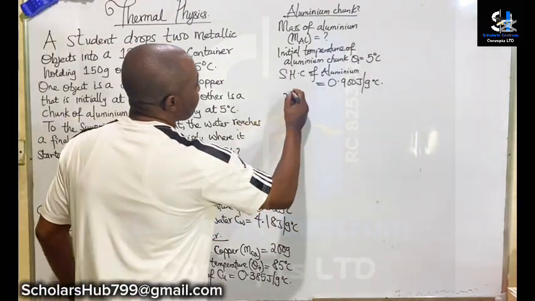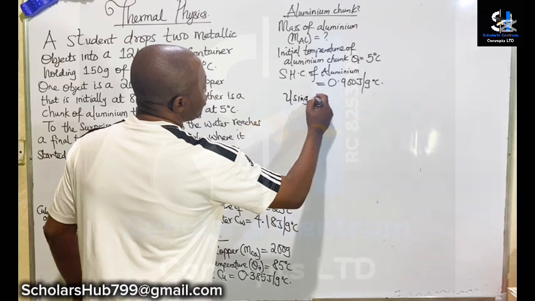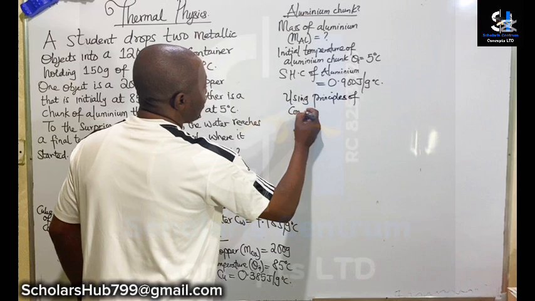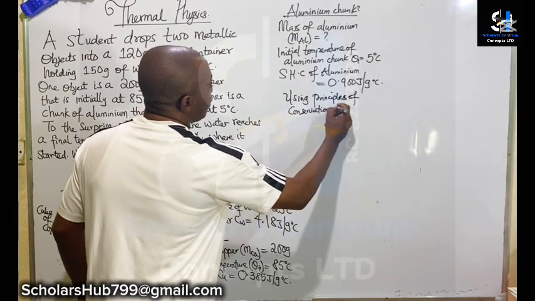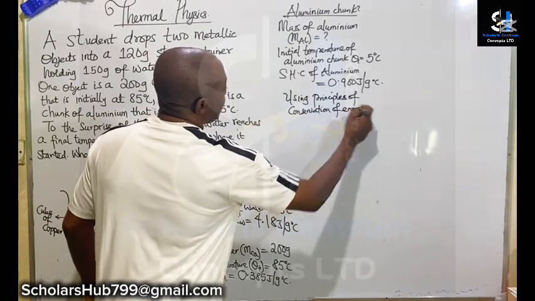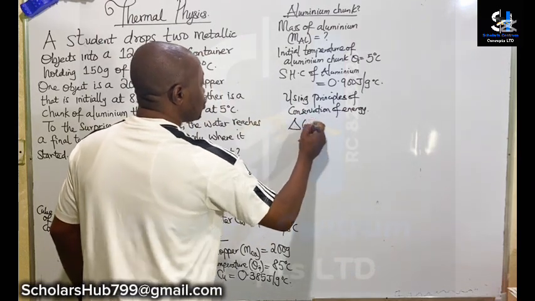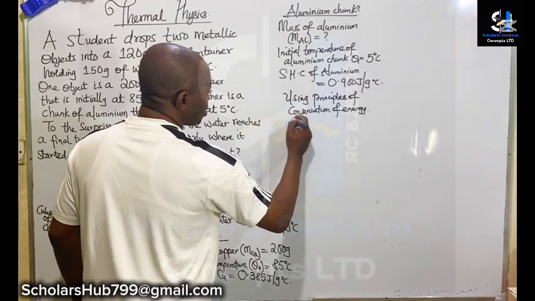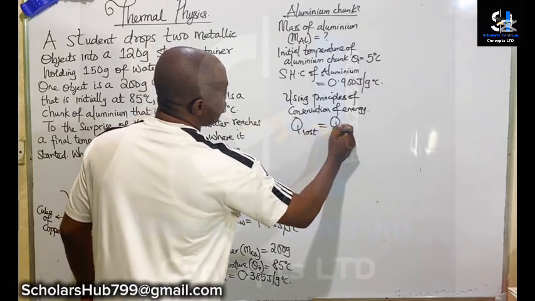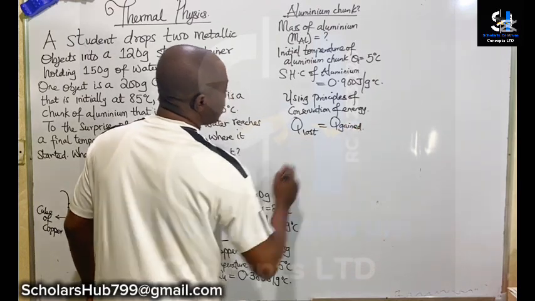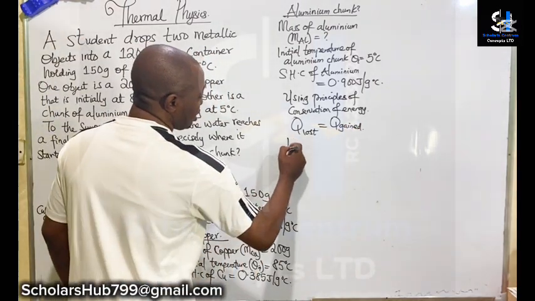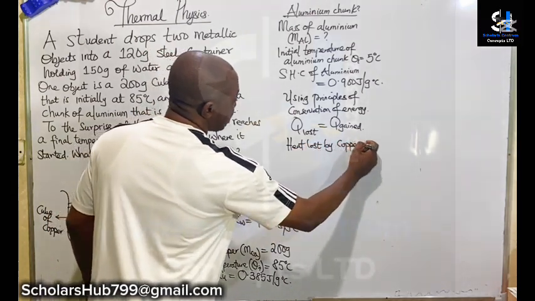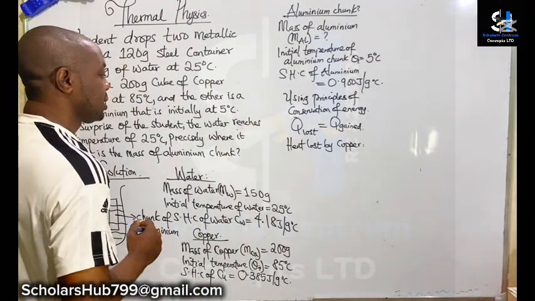Using the principle of conservation of energy, the net heat lost equals the heat gained. So let's calculate the heat lost by copper.